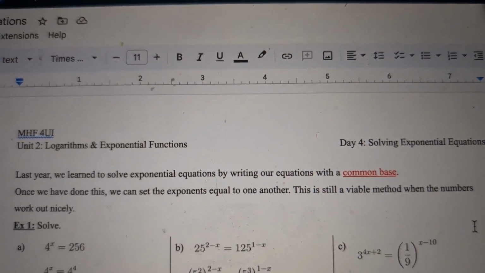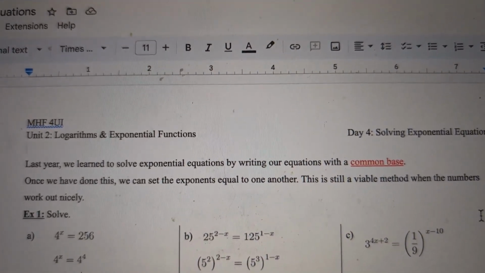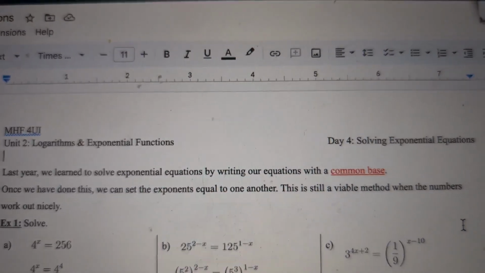Okay, so today we're going to talk about solving exponential equations.